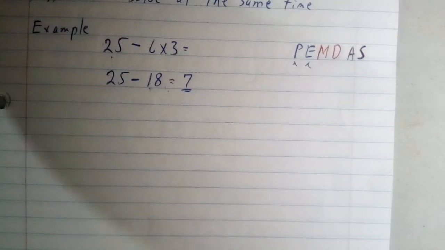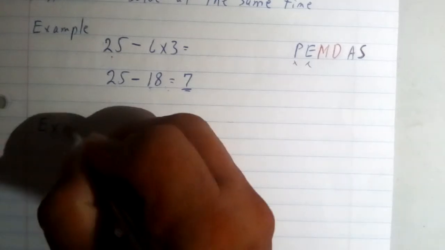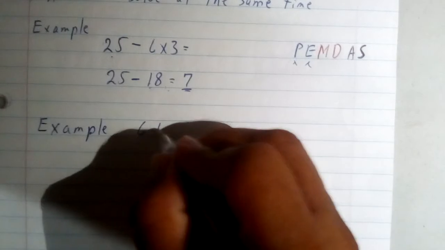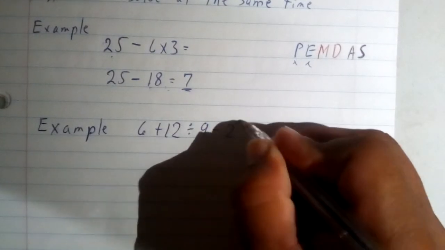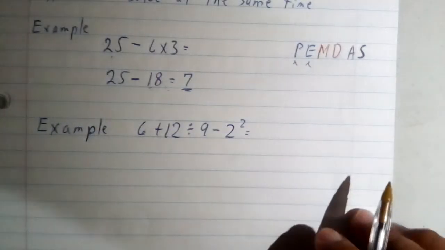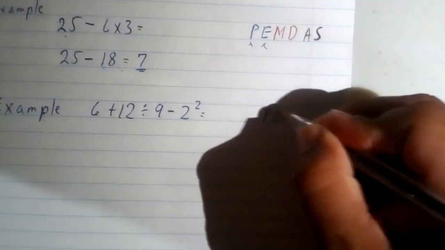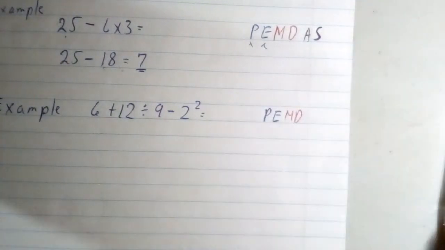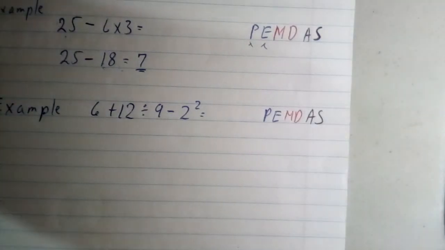So the other one that we are going to be working with, okay, so our other example, we have 6 plus 12 divided by 9 take away 2 to the second power equals. Well, how do we work this out? My advice again, write out PEMDAS. PE. You don't have to use a different color pen. I'm using it so as to differentiate it so you can see it. Alright, so then let's go.